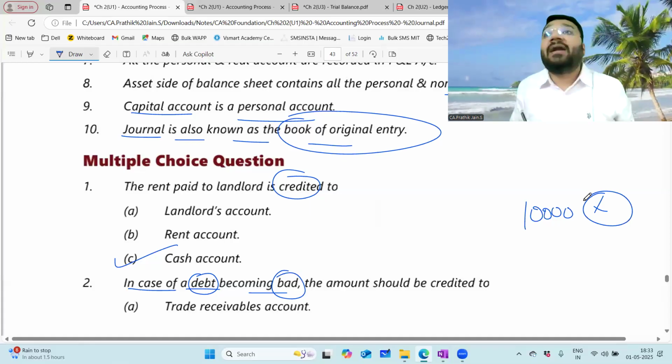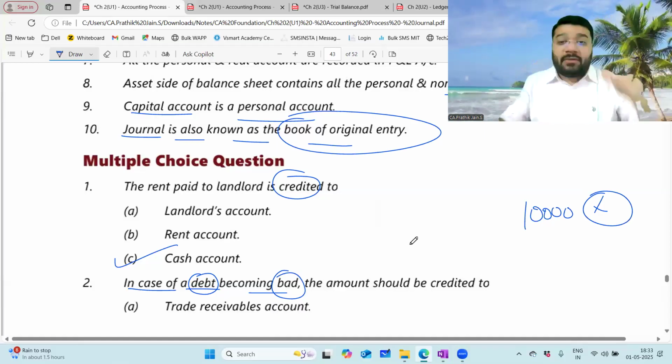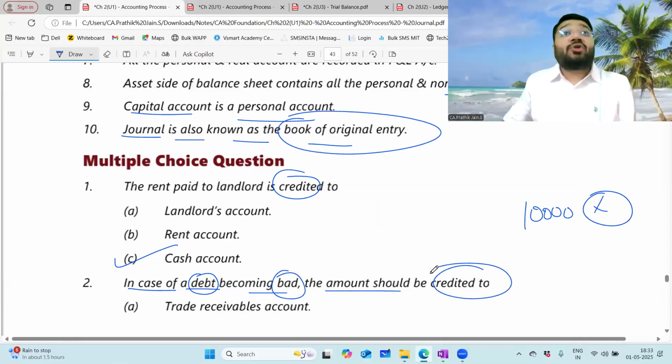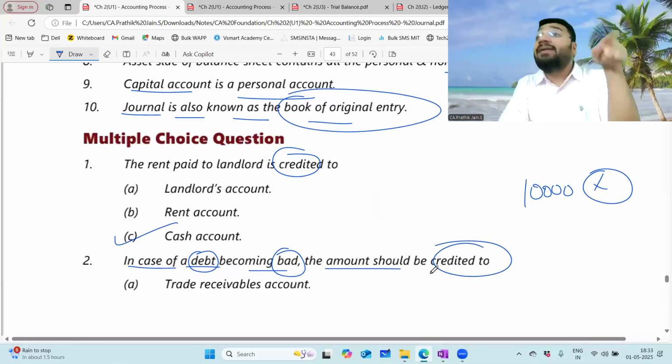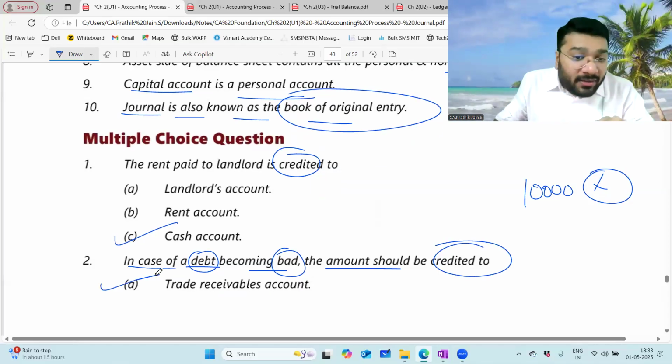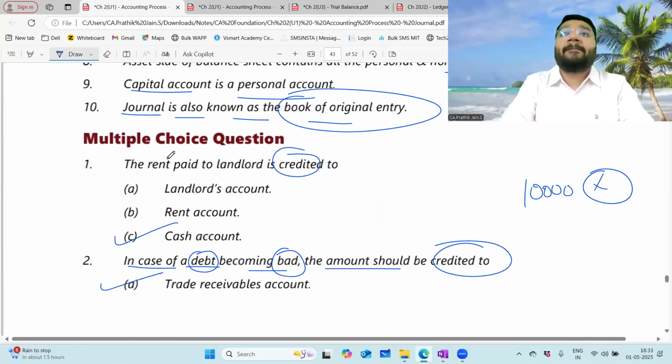So what is the entry for bad debt? Bad debt to debtor. Which amount should be credited? Credit should be given where? In the debtor account. Debtor is also called trade receivable. So A is the right answer. 2A. Easy.